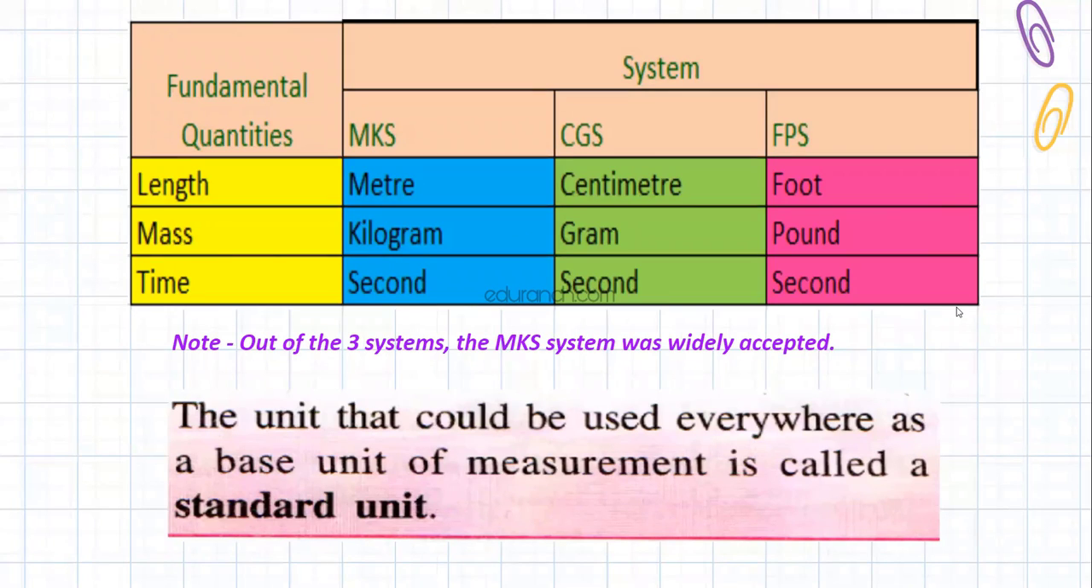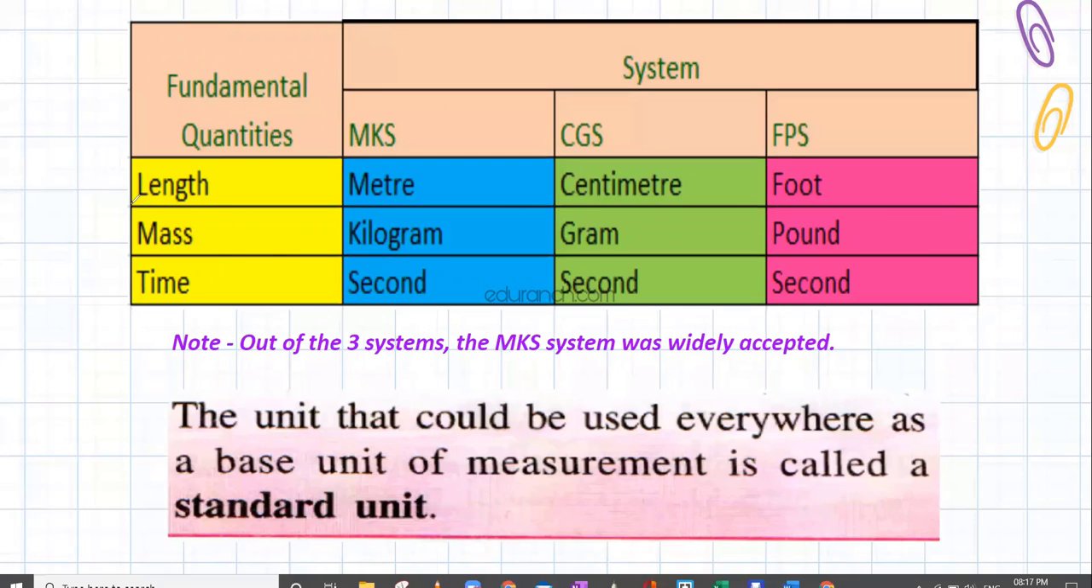Now this is a simple table where the MKS, CGS, and FPS systems were described. For length, in MKS we use meter, CGS centimeter, FPS foot. For mass, we use MKS kilogram, CGS gram, and FPS pound. For time, we use MKS second, CGS second, and FPS also second. Out of these three systems, MKS is the most widely used system.